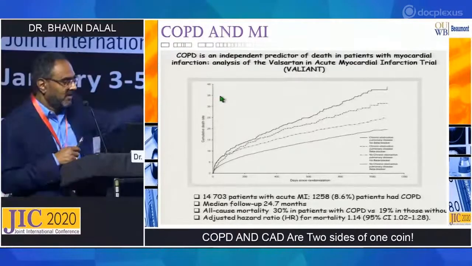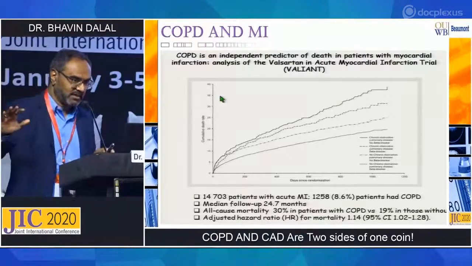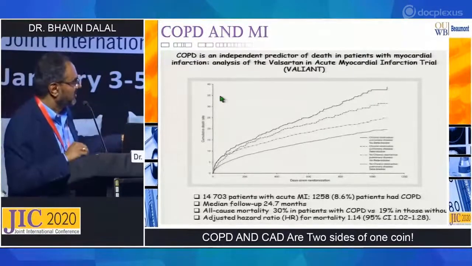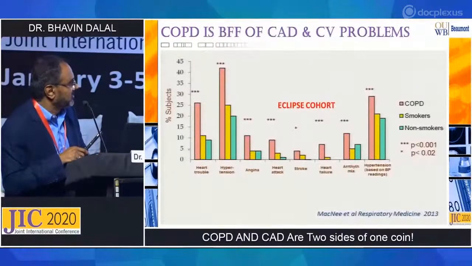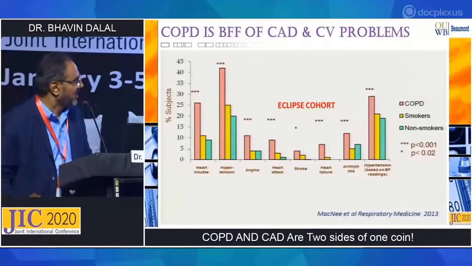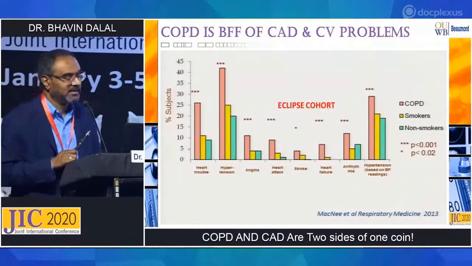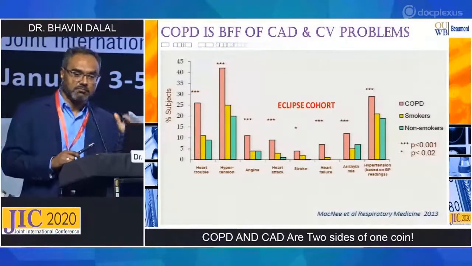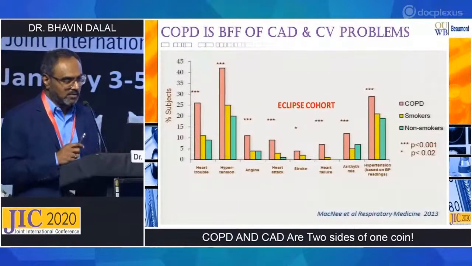In the Eclipse trial, you can see that actually every single coronary artery disease or every single heart domain was significantly increased in the patients who have COPD. For example, here you can see these pink or red bars are the COPD, these are the smokers and these are the non-smokers. So heart trouble in general, like random heart trouble, hypertension, angina, heart attack, stroke, heart failure, arrhythmias and hypertension, everything was much more compared to the people who did not have COPD or the people who are completely normal.